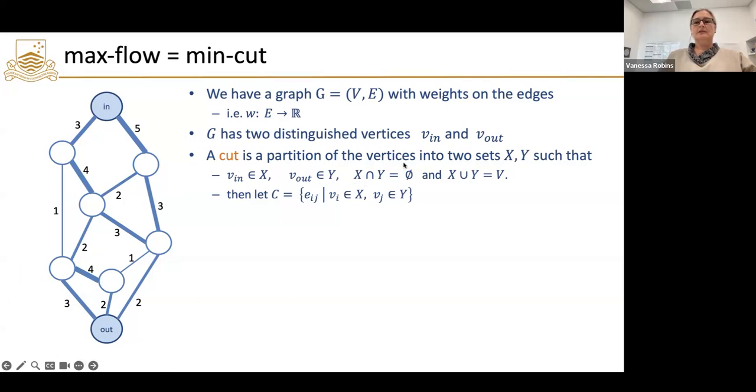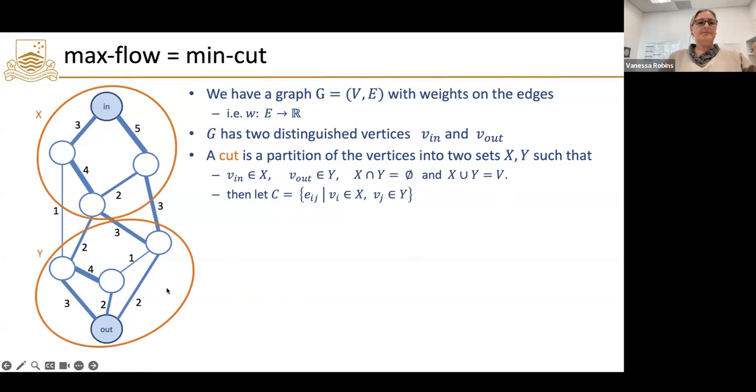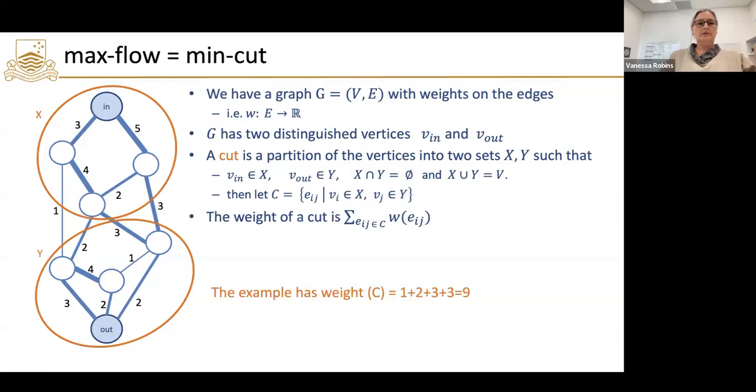So the two sets do not intersect and their union is everything. And the cut, or the weight of the cut, the cut itself is just the set of edges that join something in X with something in Y. Okay, so this could be X, and then that would be Y. And my cut is the edges that go between the two, and the weight is the sum of the edge weights in the cut. Yeah, so here I've got a 1, a 2, a 3, and a 3.